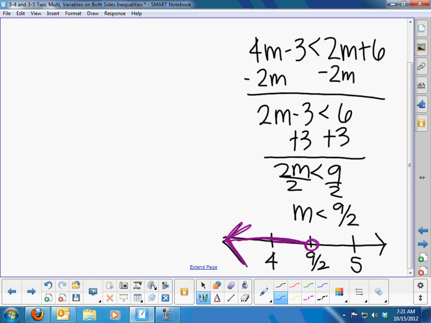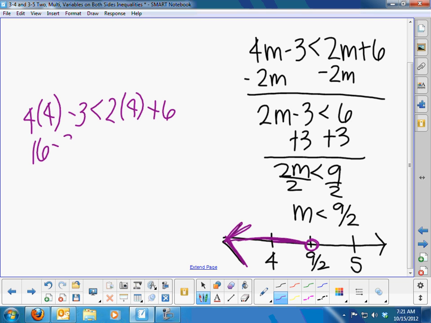If I have 4 as part of my solution set, 4 times 4 minus 3 needs to be less than 2 times 4 plus 6. 4 times 4, 16. Minus 3, is that less than 8 plus 6? 16 minus 3 is 13. Is 13 less than 8 plus 6, which is 14? Yes, that is true. All right.